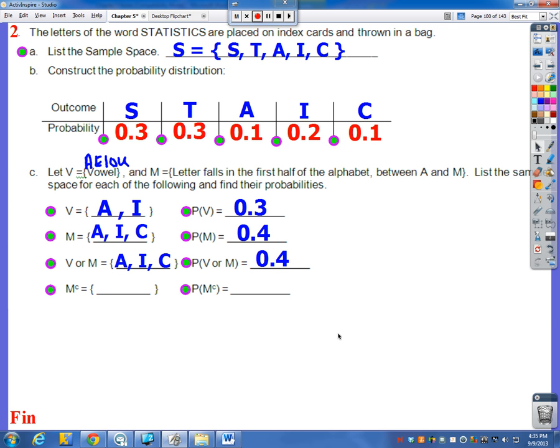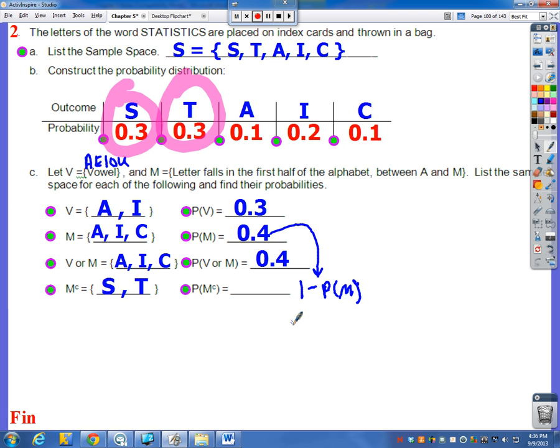And the last one here, M complement, that it doesn't fall in the first half of the alphabet. Well, those were our S and T's. So that is our sample space. And now what's the probability of that happening? We can add together the 0.3s, or we could come down here and take 1 minus the probability of that event. So 1 minus 0.4 gives us our 0.6 that we also get from 0.3 and 0.3.